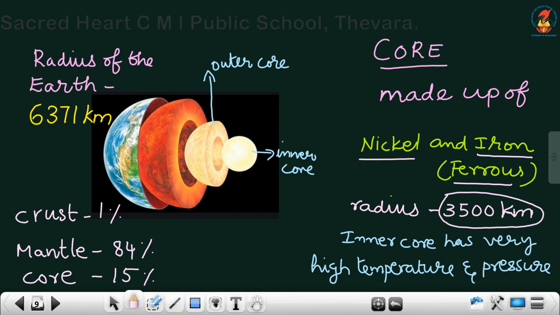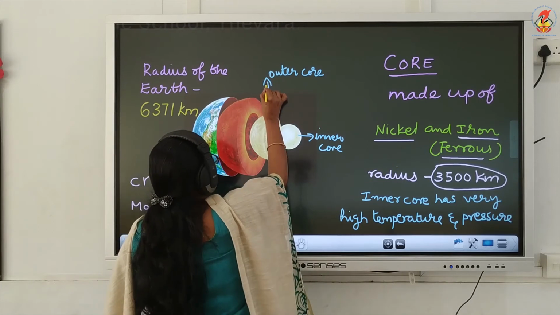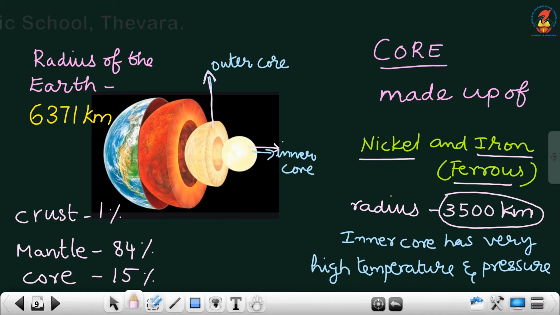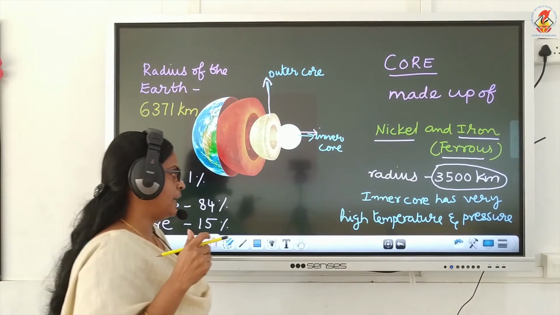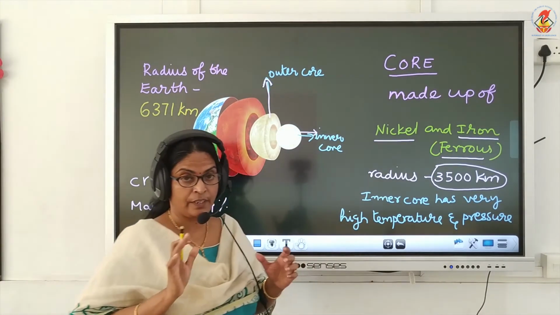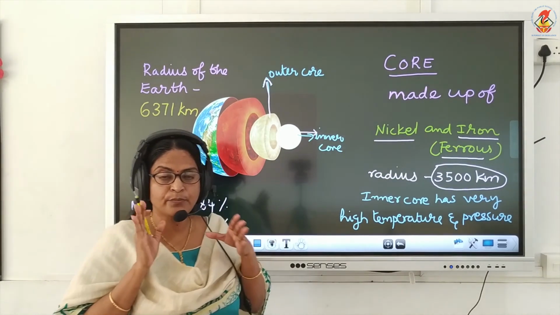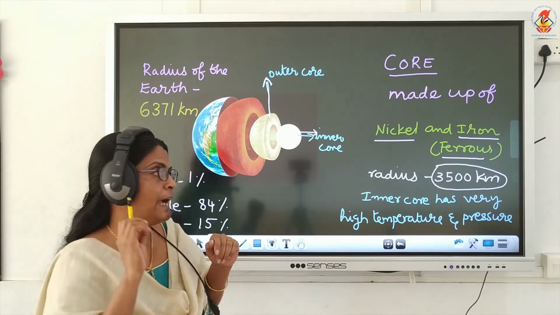The core is divided into outer core and inner core. This is the outer core, and this is the inner core, or we can say center core. This inner core has very high temperature and pressure.